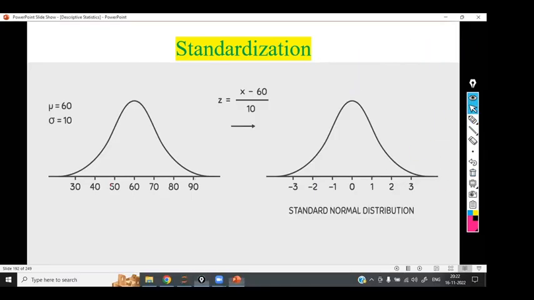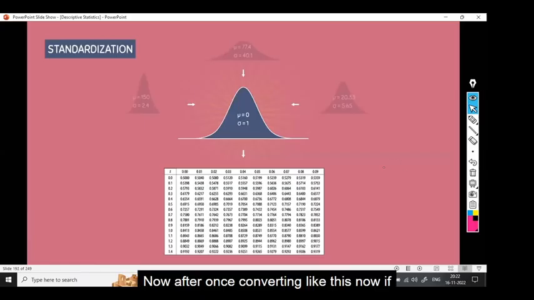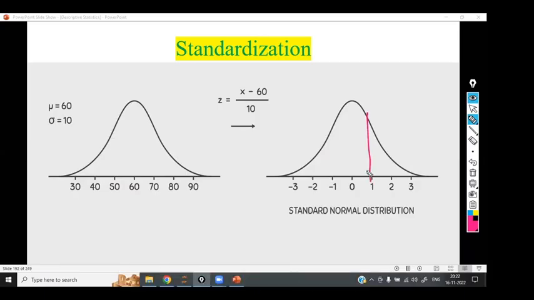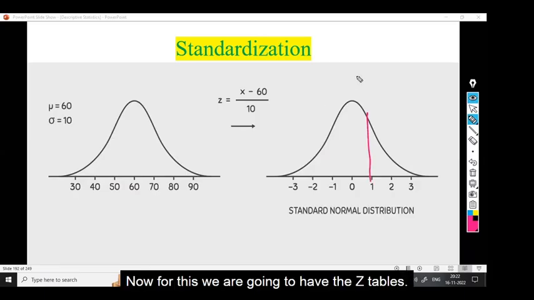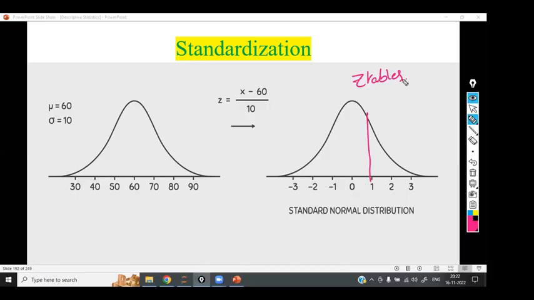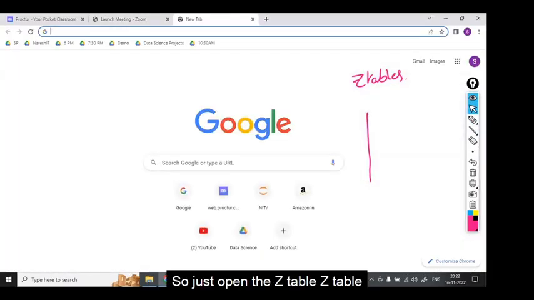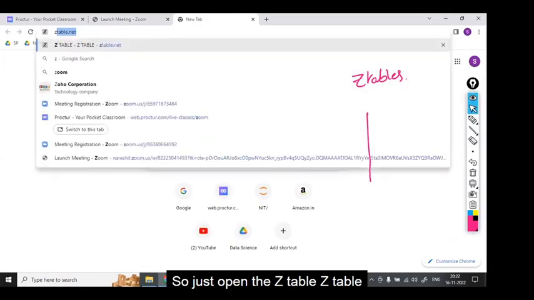Is that clear, guys? Now, after converting like this, if you want to calculate any area, for example the area of this part up to here, for this we are going to use the Z tables. So now you have to open the Z table. Just open the Z table, ztable.net.